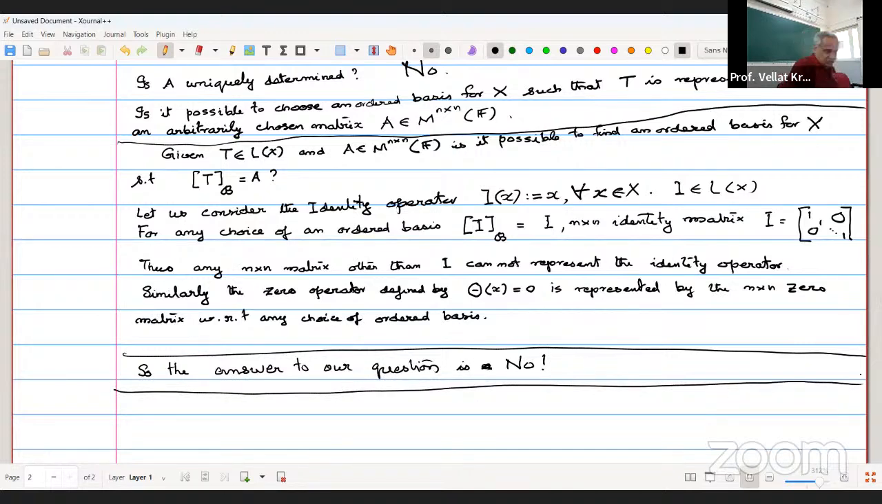So what have you done so far? We have found that different matrices, in general, can represent the same linear transformation, except possibly in some cases like this. Okay, right?